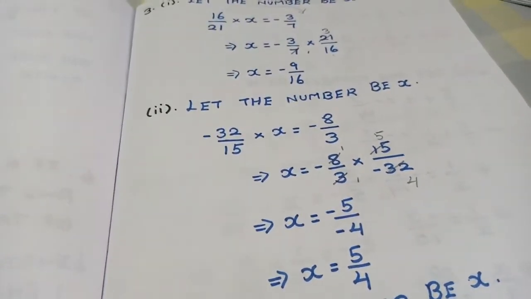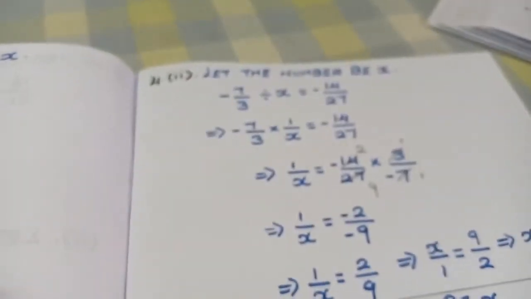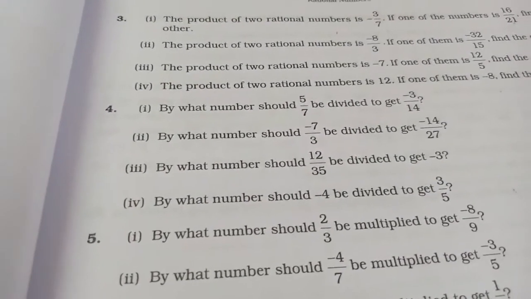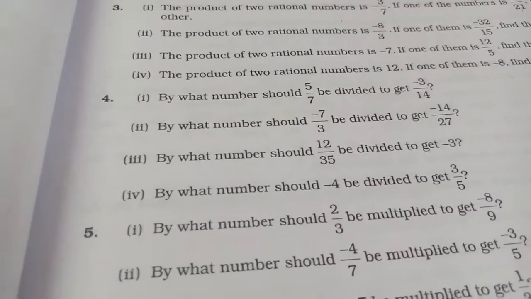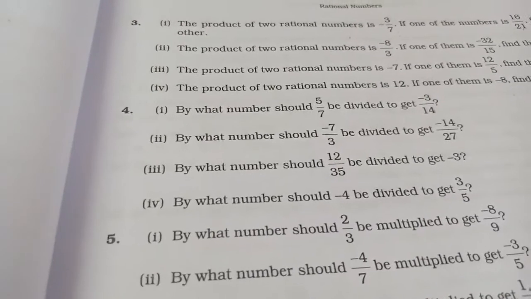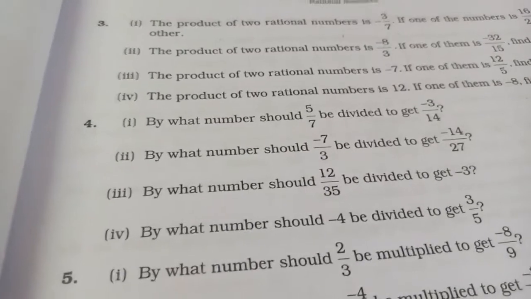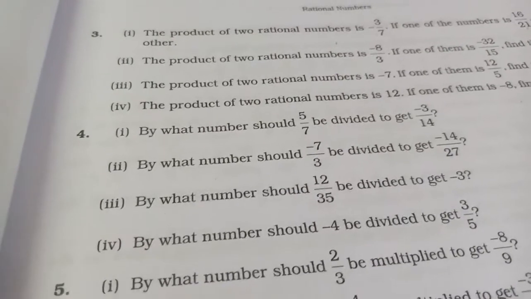And coming to the next question, question number 4. Question number 4 is based on division, students. So you are going to try the sums based on the division concept. Just we are going to see two sums here, in the fourth part. You have totally 4 sums. All these 4 sums come under the same category. In the fourth one, second one, we are going to see: by what number should minus 7 by 3 be divided to get minus 14 by 27. That is the concept they are telling.